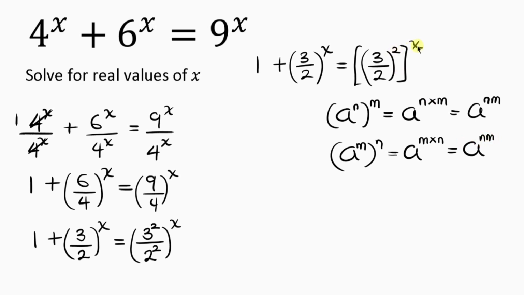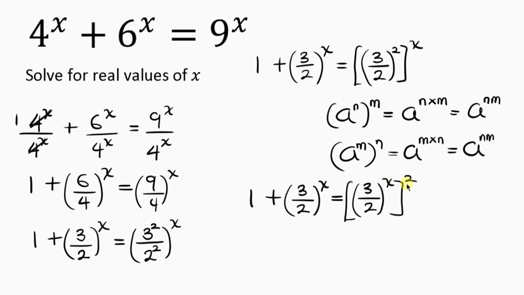So let's go ahead and switch the position. Why am I switching the position? It's because I want this expression here to resemble this expression. Let's go ahead and do that. So we have 1 plus, this is (3 over 2) to the x equal to, now switching the position, I have ((3 over 2) to the x) and now I'm going to be bringing out the 2 outside. You see that? Very good.